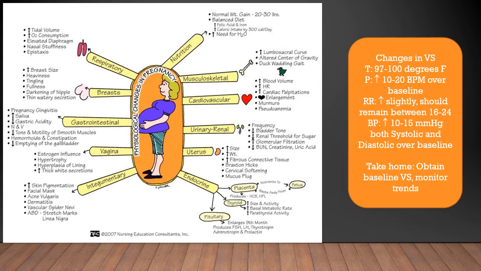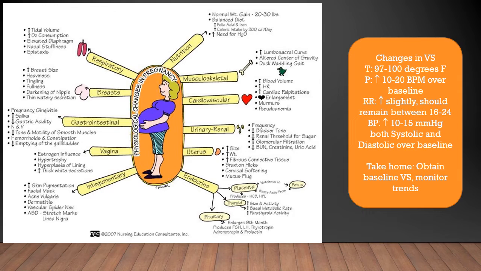GI, you see an increase in appetite, cravings, and avoidance, a decrease in peristalsis, and an increase in reflux. Constipation, hemorrhoids, gallstones, and gum disease are all common during pregnancy. In the musculoskeletal system, we see a change in center of gravity. The gait changes, and we see a waddle with lordosis, and all of this leads to an increased number of falls.